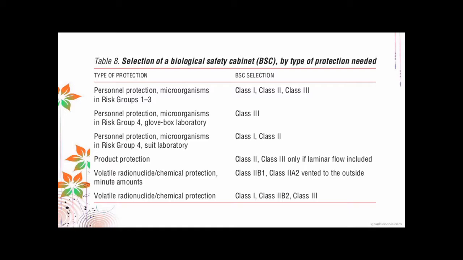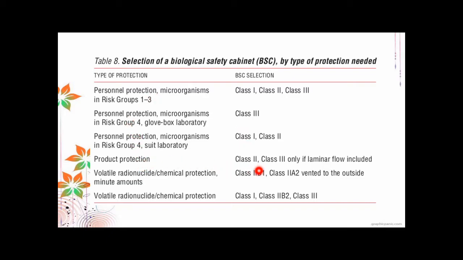Now let's look at BSCs by type of protection required. For risk groups 1 to 3, you can use a class 1, a class 2, or a class 3. For personal protection with microorganisms in risk group 4, class 3 must be used. For personal protection in risk group 4, you can also use class 1 and class 2, but within the laboratory.